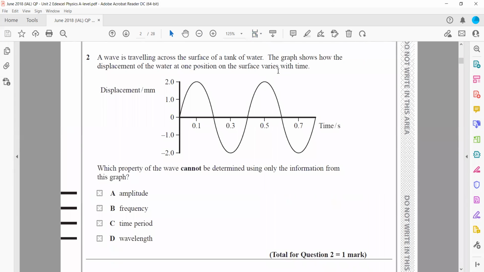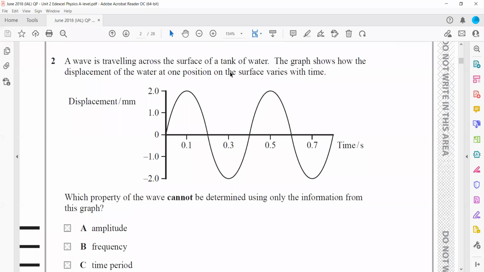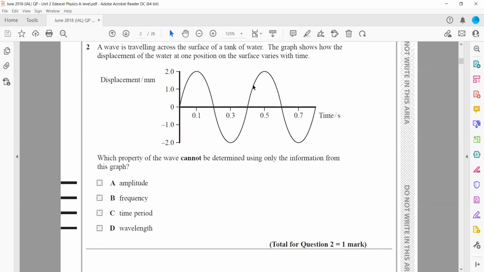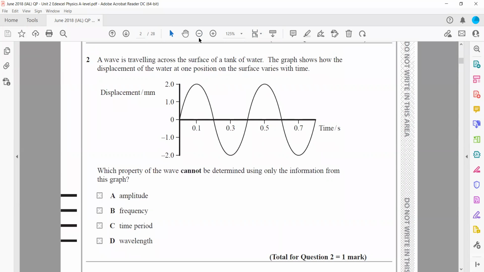Question 2, this is a displacement and time graph for water waves. Which property cannot be determined using the information? So amplitude, I can determine, I can measure the vertical height, I'll get the amplitude. I can determine the time period too, because the x-axis is time, so the time to complete one vibration gives the time period.